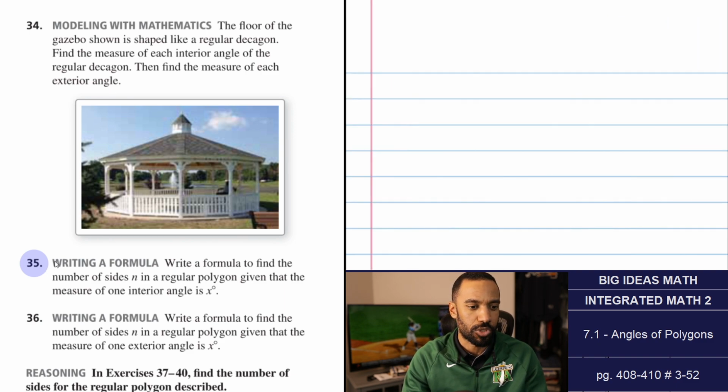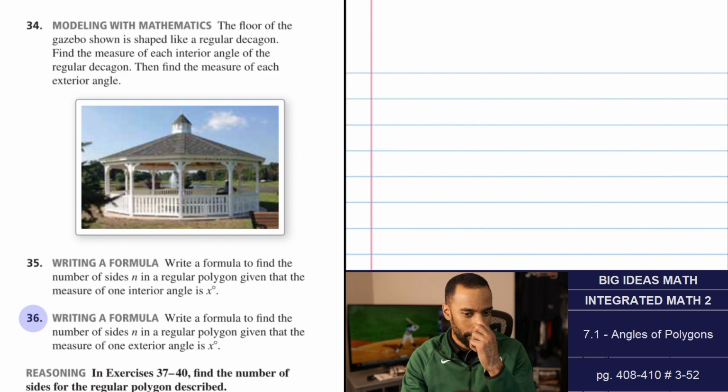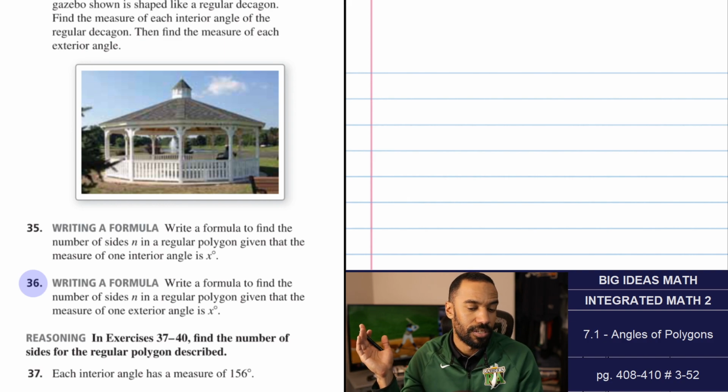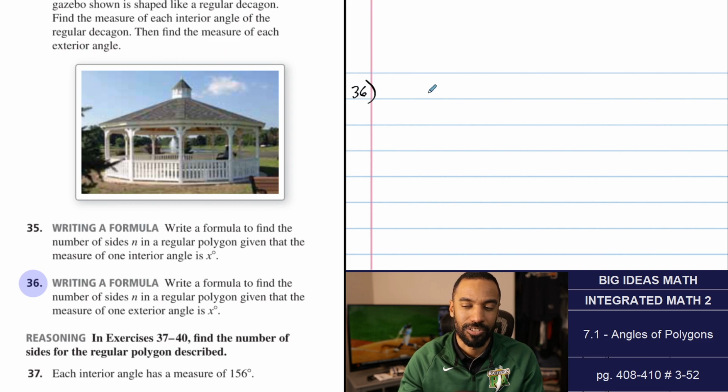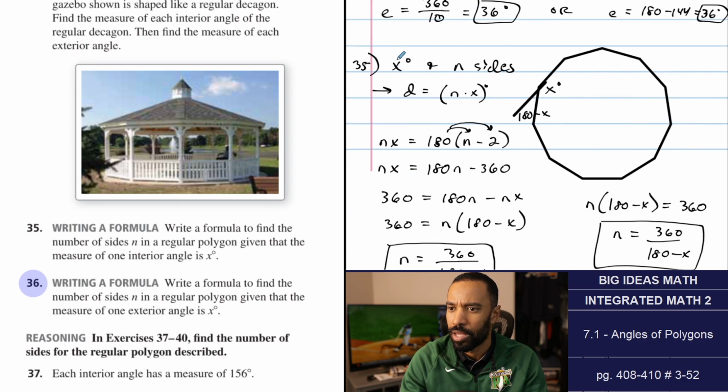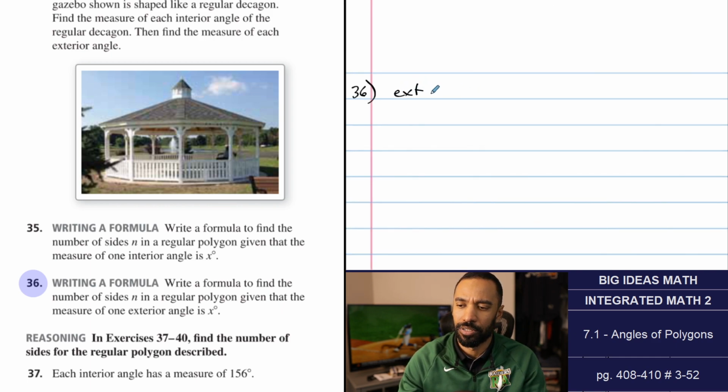Let's go to number 36, writing a formula. Write a formula to find the number of sides n in a regular polygon given the measure of one exterior angle is x degrees. So this is a lot faster. So 36 here. Again, the exterior angle is x degrees. How did I write this before? What was I doing at the beginning of the problem? X degrees and n sides. I'll just say exterior angle.